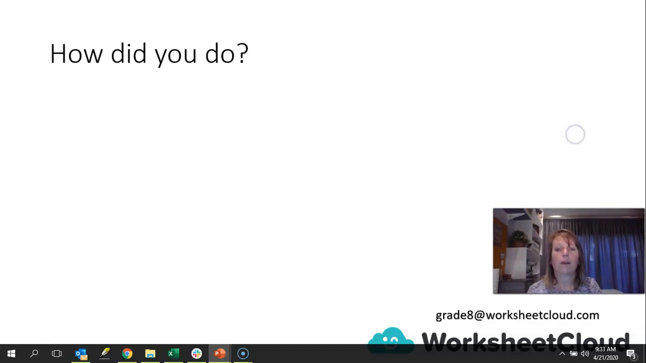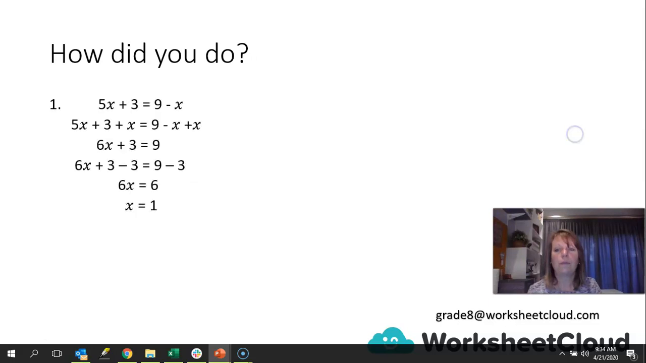Right, let's have a look. How did you do? The first one, 5x plus 3 is equal to 9 minus x. Can you see we have taken that x across by adding it onto this side, and you add it onto that side. Then we will get 6x plus 3 is equal to 9.